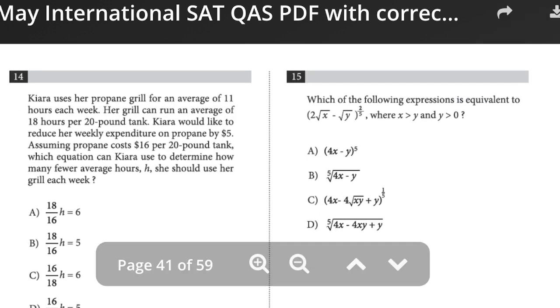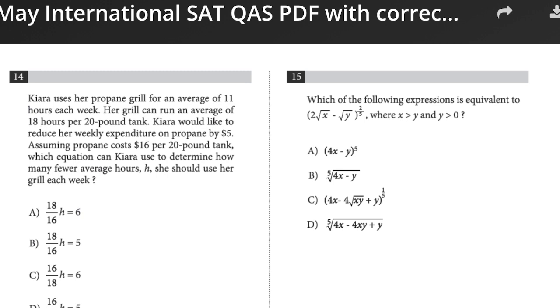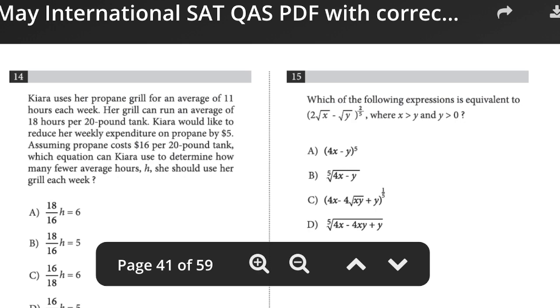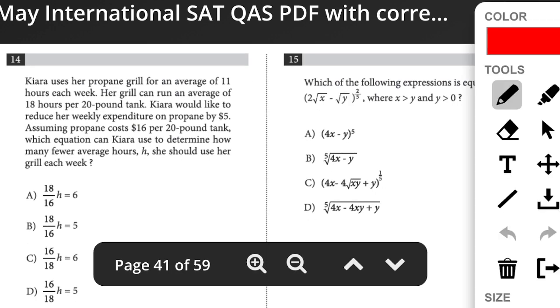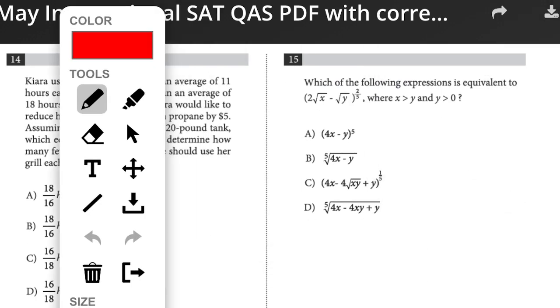Number, what are we at, 15? Okay. This one, which of the following expressions is equivalent to this whole thing? Alright. So, first thing we're going to do is, you notice we have to square it and then raise to the power of 1/5. So, which one will do that first? So first let's square it.